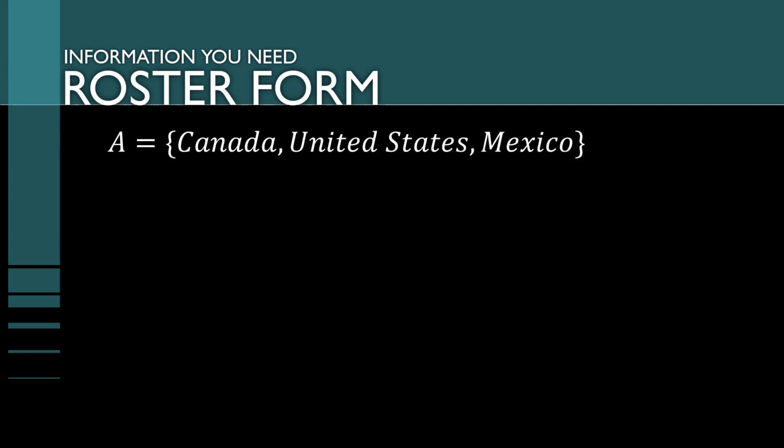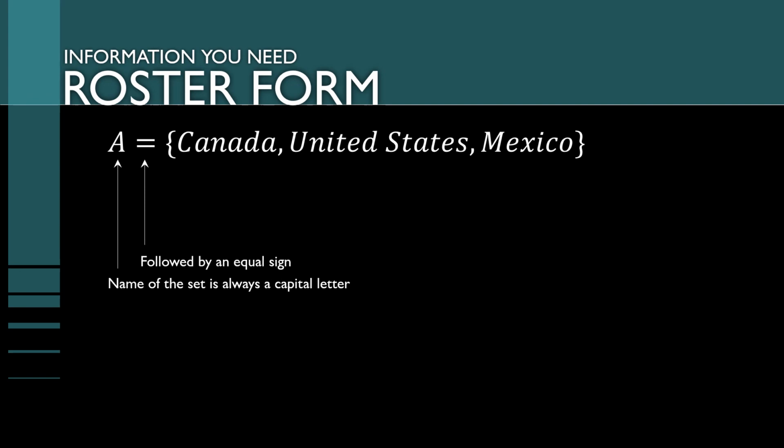The first thing that you always have in roster form is a capital letter, and that's going to be the name of the set. Then right after the capital letter, there's going to be an equal sign. Then directly after the equal sign, there's going to be an open brace. Once you have the open brace, that's when you're going to start building out your set.